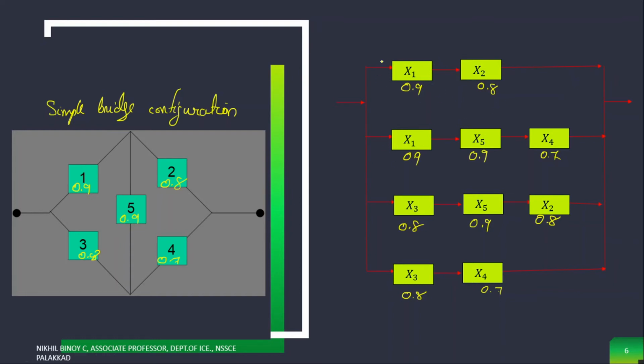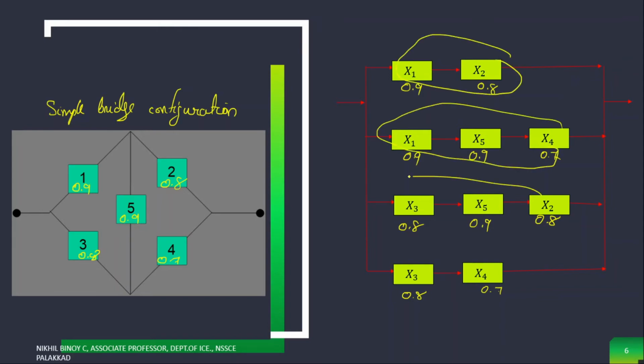Then you are familiar with how to solve the reliability of a system. How to find the reliability of a system. First combine these 2 elements. Then these 3 elements. Then these 3 elements. Then these 2 elements. So we have 4 elements in parallel after solving this. Then find the probability of that parallel configuration. So it will give the system reliability.